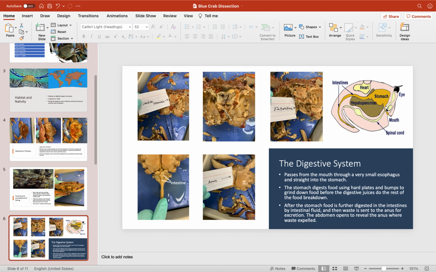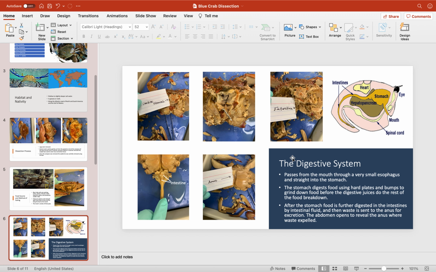But even before that, the food makes its way through the mouth into this tiny little esophagus here, and I don't have that labeled because I was on the top side of the crab and I was never able to locate it, as it is underneath a little farther, and it is so small. But the stomach is pictured both here and here. This is the stomach before I opened it up, and this is after it has been opened up.